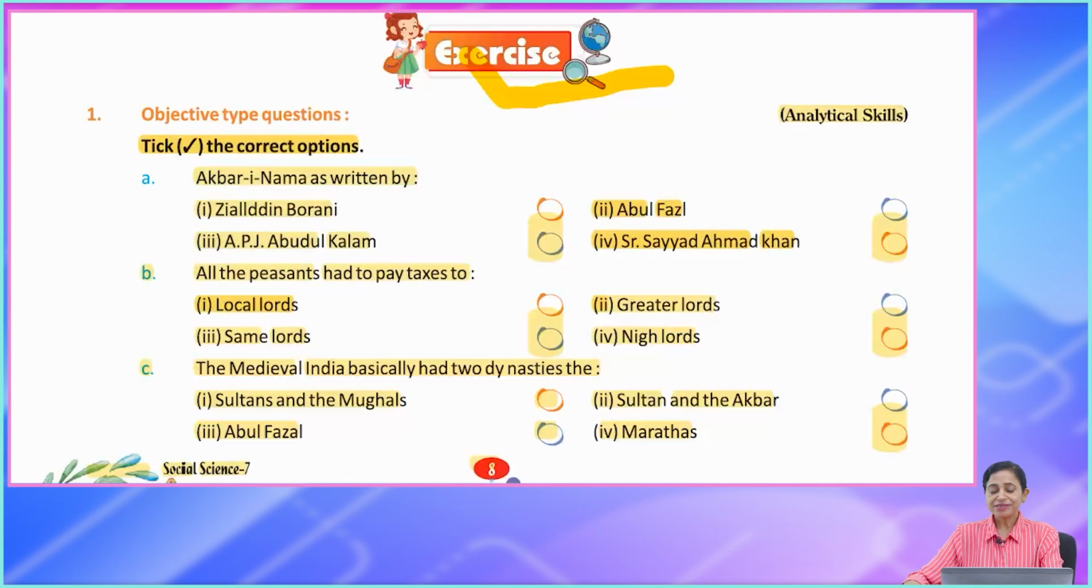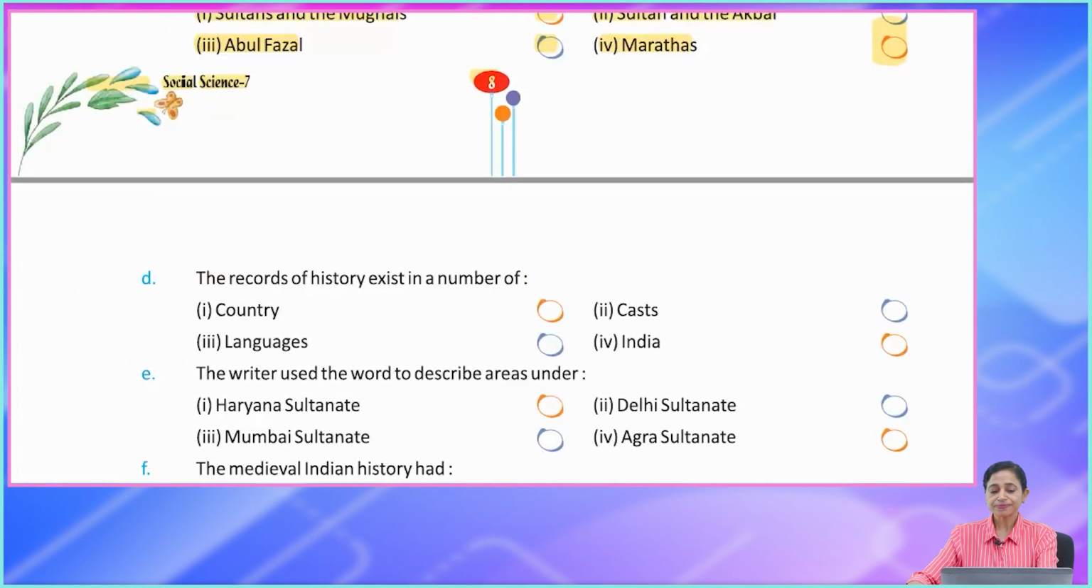So students, now let's do the exercises. Very first question, objective type questions. What we have to do in the first one? Akbar-e-Nama was written by Abul Fazl. Yes, all the peasants had to pay taxes to greater lords. And the C part, the medieval India basically had two dynasties. Which one? Yes, Sultan and the Mughal dynasties. Right, bachcho.